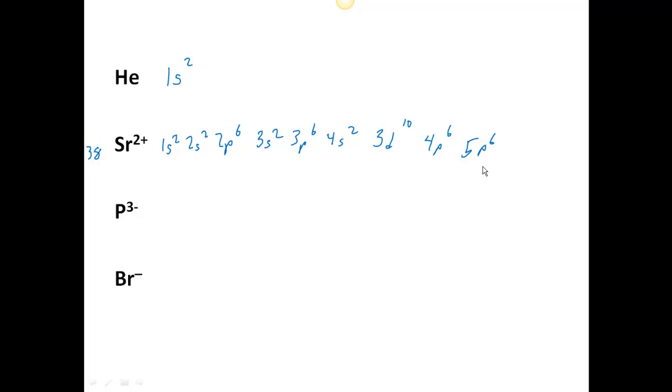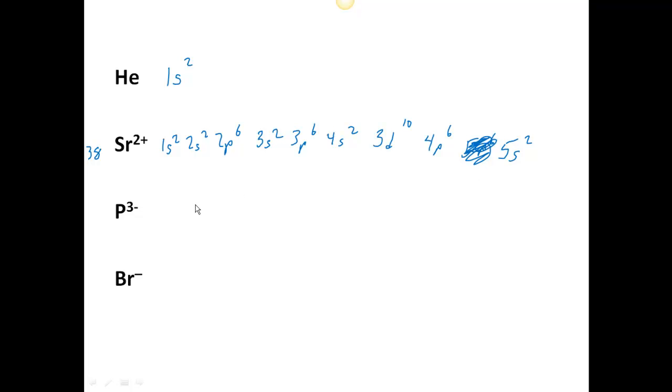All right, let's make sure that I didn't make a mistake. 2 plus 2 is 4, plus 6 is 10, 20, 30, 36, 37, 38. Okay, so strontium is number 38, but notice that it has a 2 plus charge. So I ignored that when I first started out, but now that it has a 2 plus charge, it means it has 2 electrons fewer than it should have. Okay, so what we're simply going to do is just cross that out.